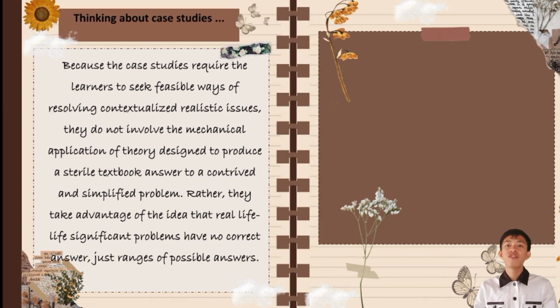Correct? Because they do not involve the mechanical application of theory designed to produce a sterile textbook answer to a contrived and simplified problem. Rather, they take advantage of the idea that real-life significant problems have no correct answer, just ranges of possible answers. Correct? Because in life, there are many possible ways to resolve the problems or issues in a society, right?